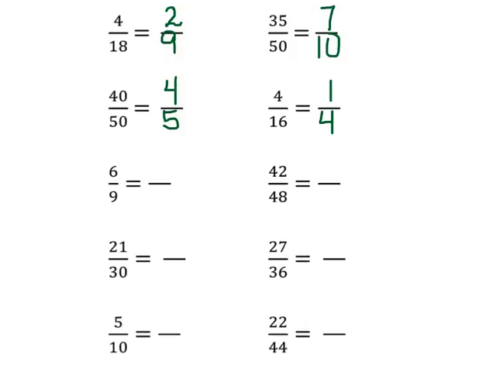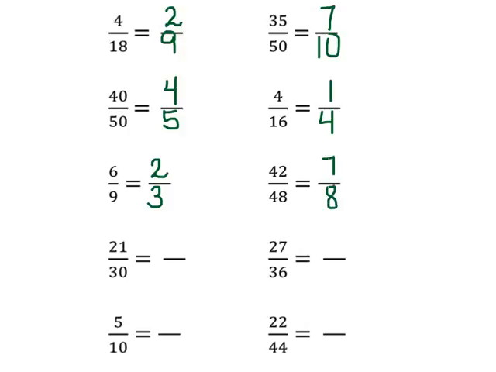6/9. Those are my 3s, so I can divide by 3. 6 divided by 3 is 2. 9 divided by 3 is 3. Next, 42/48. If you don't see this right off, I know that I can divide by 2s, and sometimes it is easier to get it down into some numbers that you might see a little easier. But whenever I look at the 42 and the 48, I know those numbers are in my 6s. So I could divide by 6. 42 divided by 6 is 7, and 48 divided by 6 is 8.